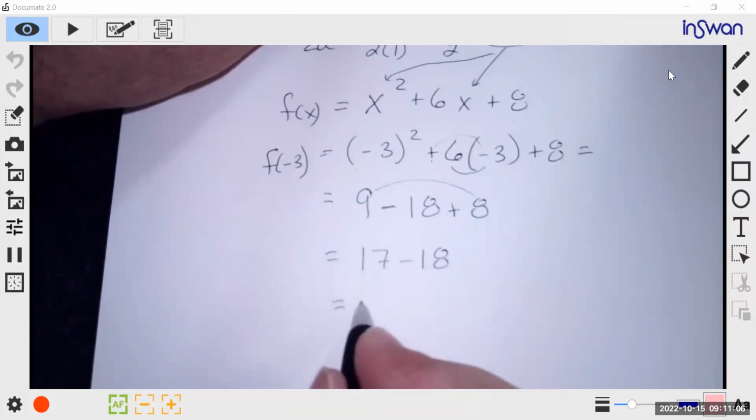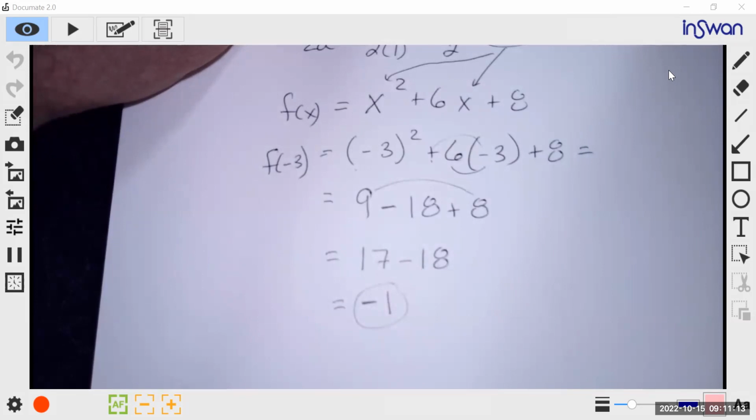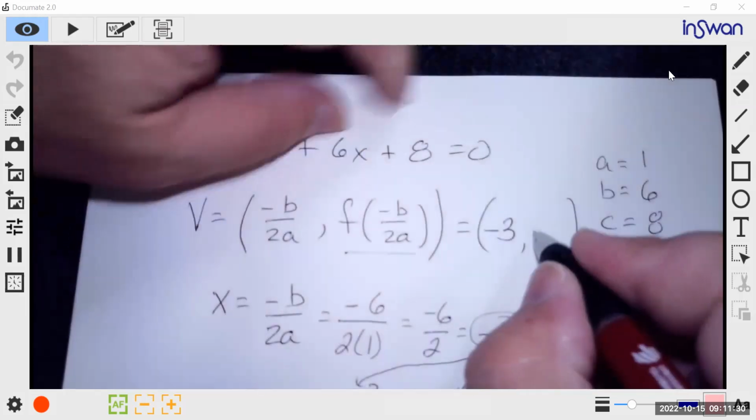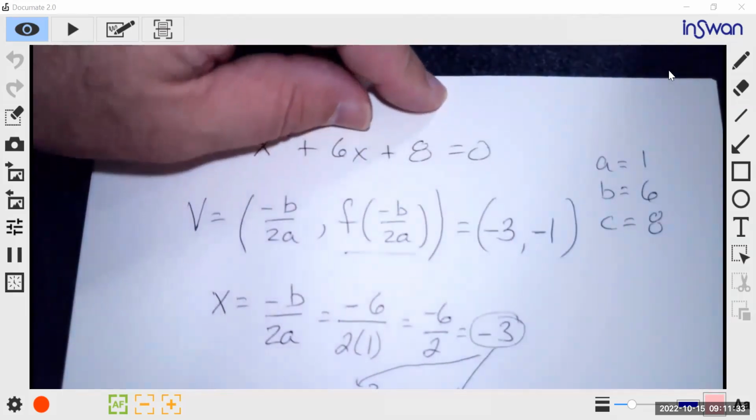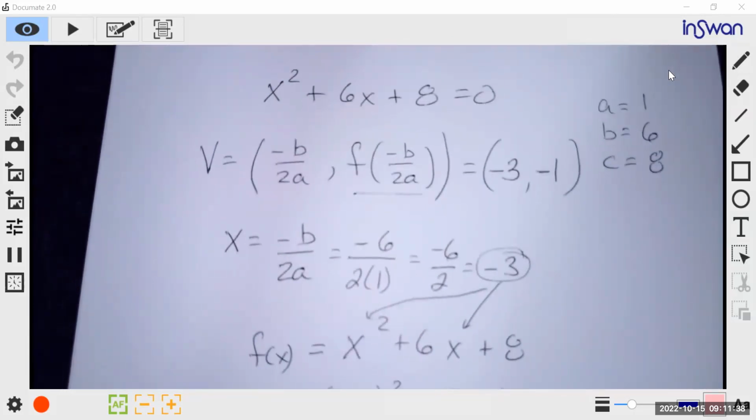17 minus 18, 18 is bigger, it's negative. 18 minus 17 is 1. So the y value is negative 1. So my y value is negative 1, which is exactly the same thing we got last time. Again, you can choose whatever method you want. There's only one answer.